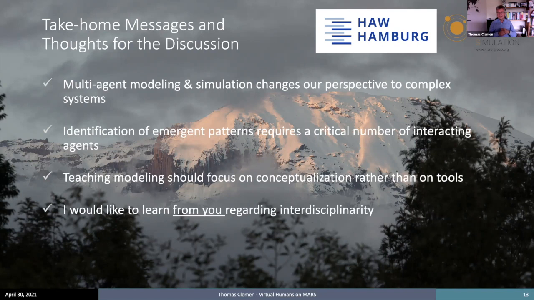My hope is that I can learn from you regarding interdisciplinarity in this community. And let's run a short course at your university together. It's almost free of charge.